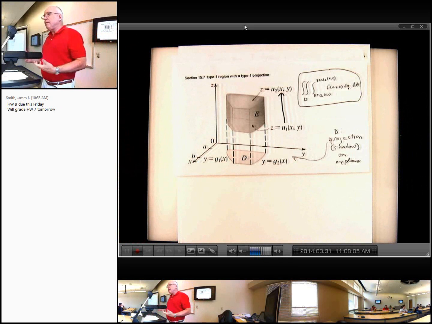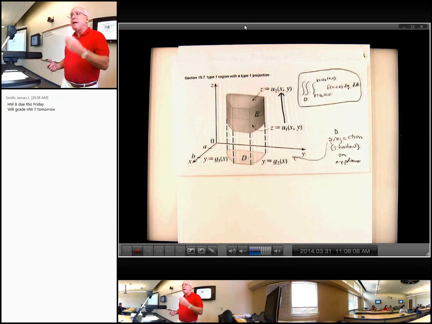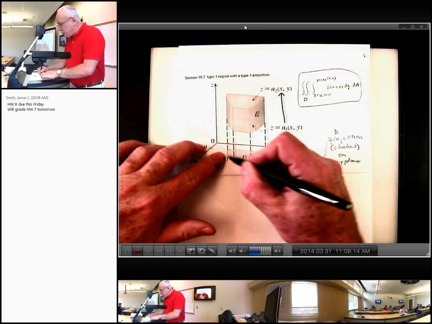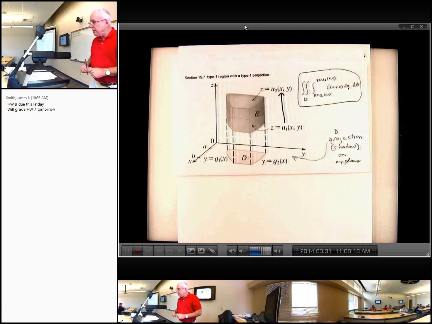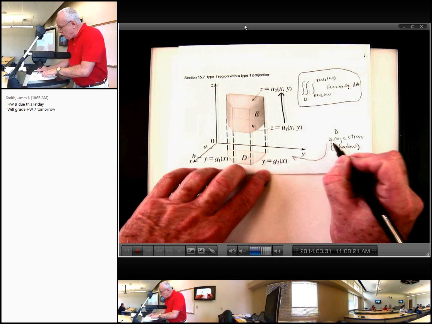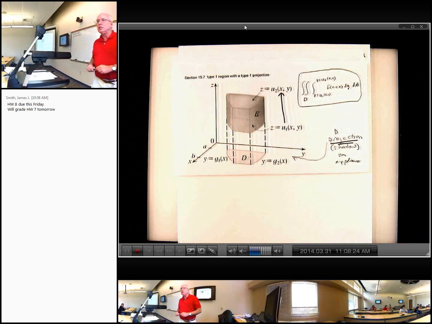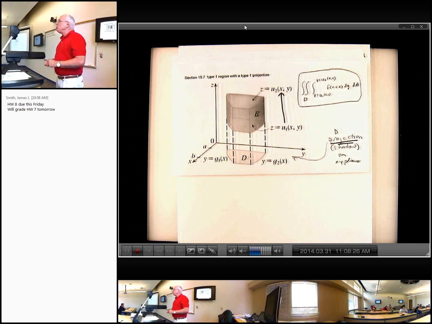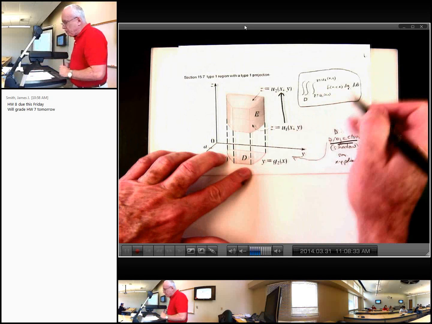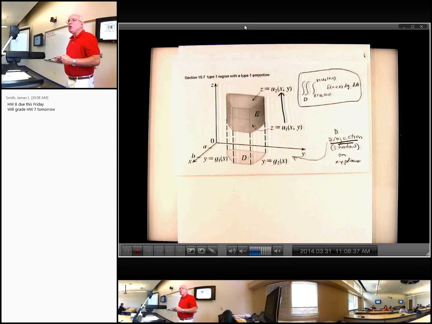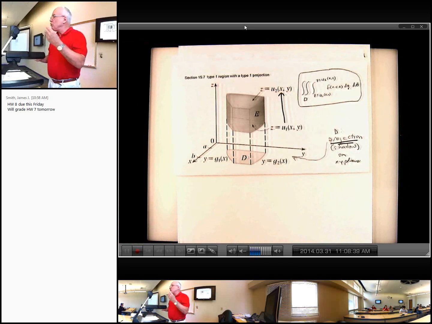And then outside of that, we have to integrate with respect to our other two remaining variables, x and y. They're going to be integrated over this region D that's in the xy plane. This has a formal name. It's called the projection of the solid onto the xy plane. It's its shadow. All right. So we would first integrate with respect to z, and then we would deal with integrating with respect to, in this case, x and y.